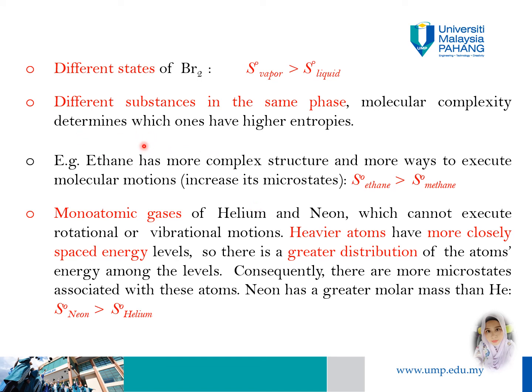Consider the natural gases ethane and methane. Ethane has a more complex structure and more ways to execute molecular motions, which increases its microstates. Therefore, ethane has a greater entropy than methane. For monoatomic gases, for example helium and neon, which cannot execute rotation or vibration motions, neon has a greater standard entropy than helium because the molar mass of neon is greater than that of helium.